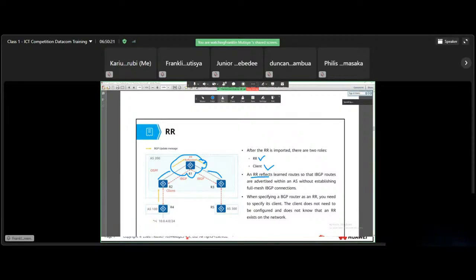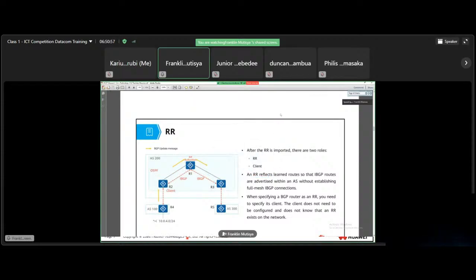Okay, so route reflectors are used to reflect routes within an autonomous system. Instead of having a full mesh with difficult configurations in the IBGP, you only pair this router with this router and this one with that one. It becomes very simple to manage and also to reflect routes within the autonomous system.